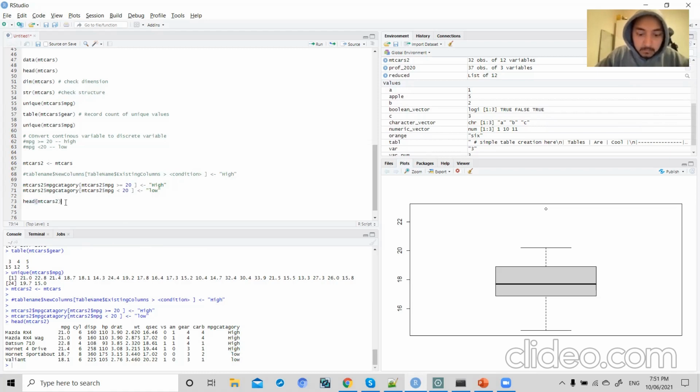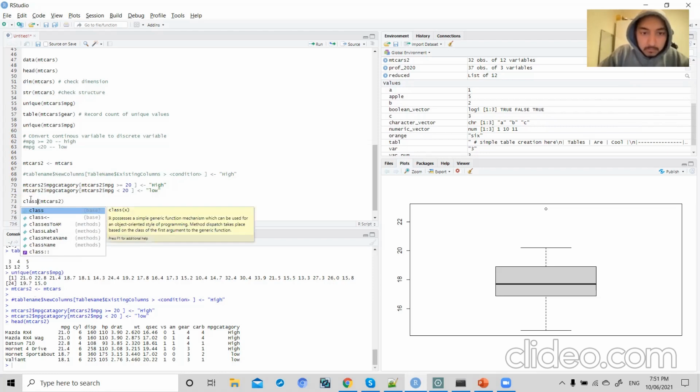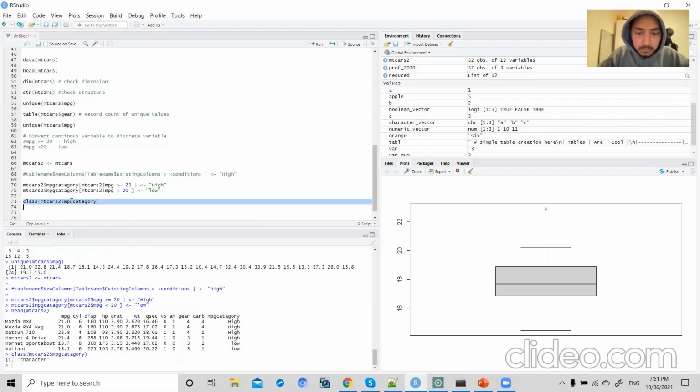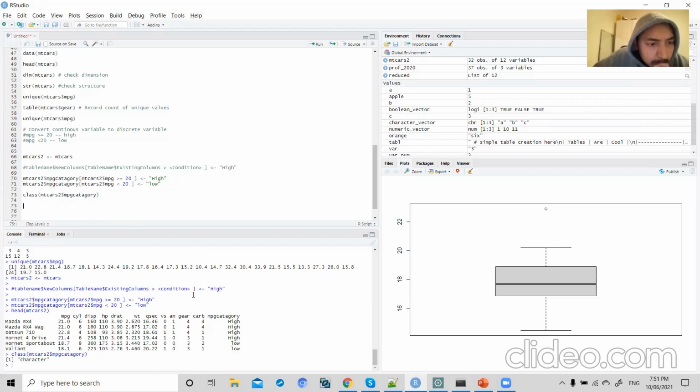If we check the class, it gives you the type, right? So if we check the class of the new variable that we have created, the class is character, okay? But this should be a category, right? So we need to convert this to a factor, which will convert this into your categories, because this is a categorical variable.